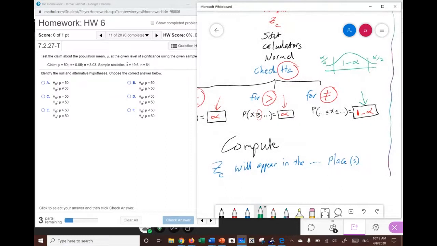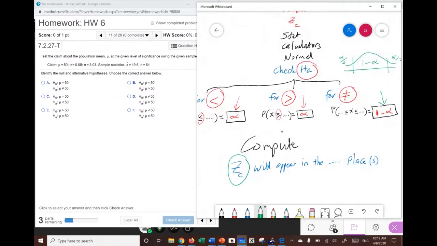Now, if you hit compute, that's going to give you the z critical. And notice that if there is only one tail, there is only one z critical. If there is two tails, there is two z criticals. 1, 2. So those are the z criticals that you will get.